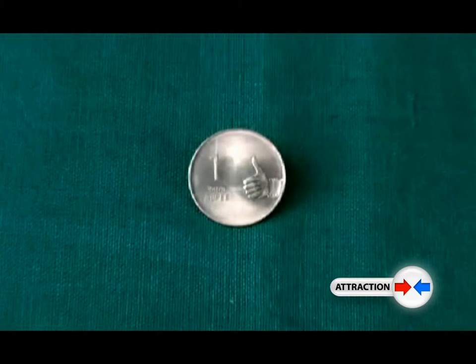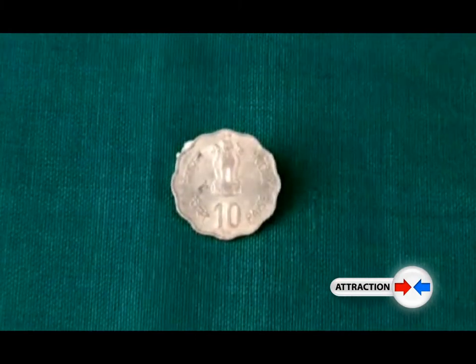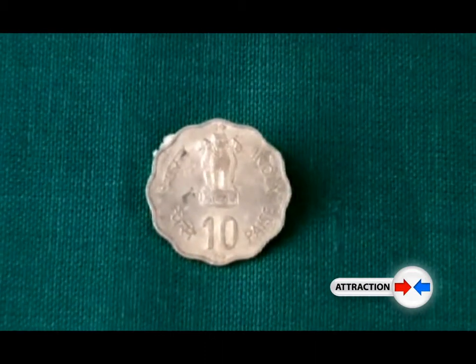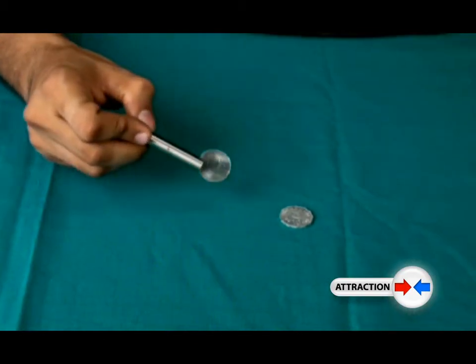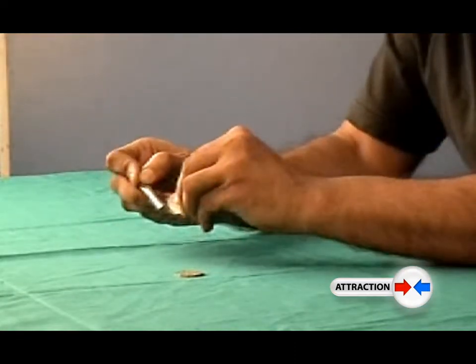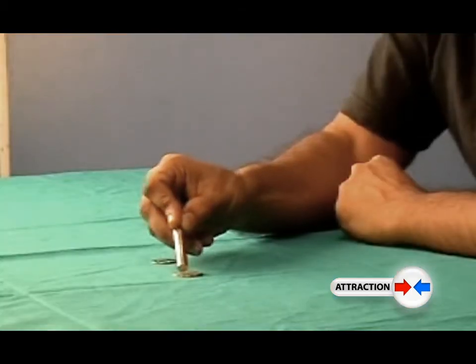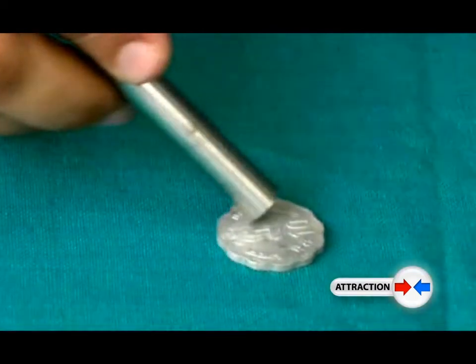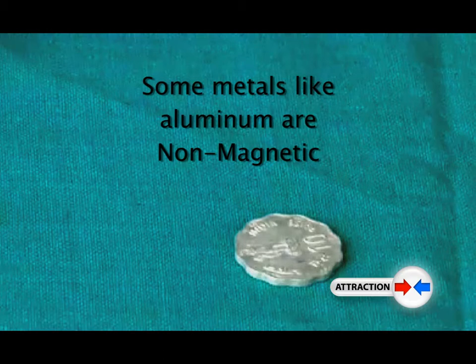What about this 1 rupee coin made of stainless steel, which contains iron, and this old coin made of aluminium? Do you think the magnet will attract the coins? Let's see. The magnet attracted the 1 rupee coin because it contains iron, which is magnetic. But the old coin made of aluminium was not attracted to the magnet. This proves that not all metals are attracted to magnets. Some metals, like aluminium, are non-magnetic.